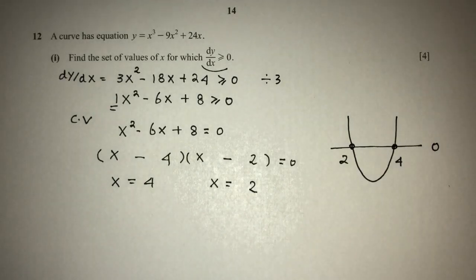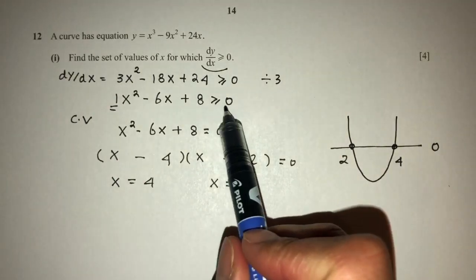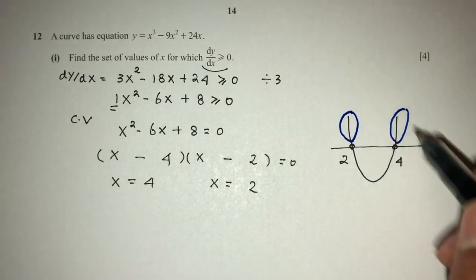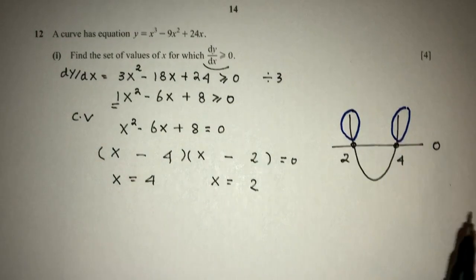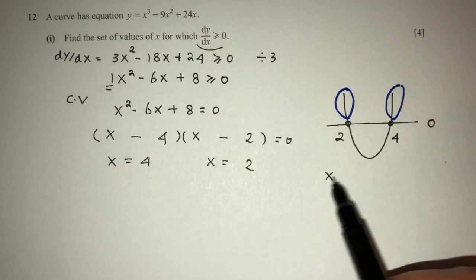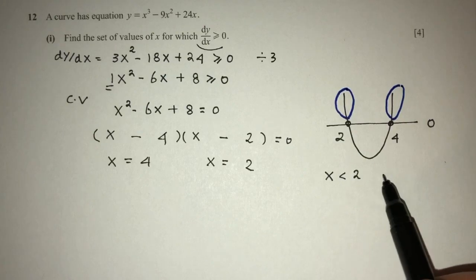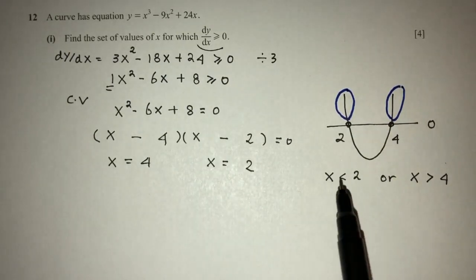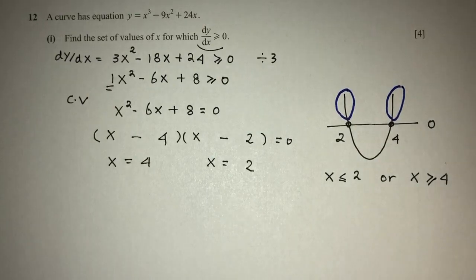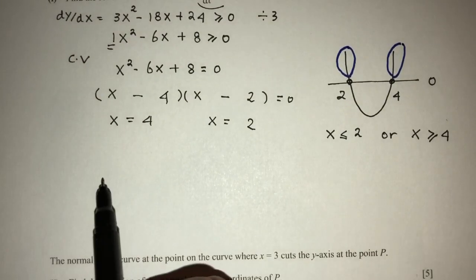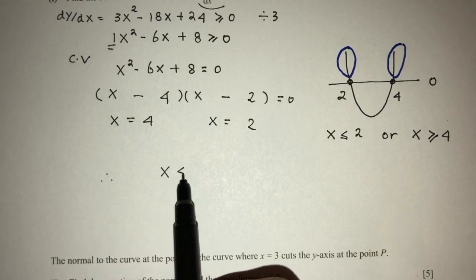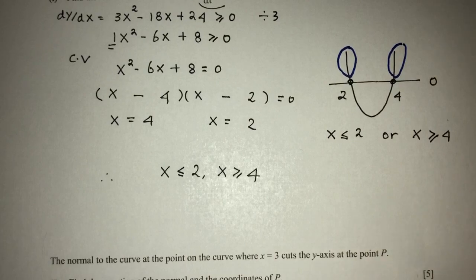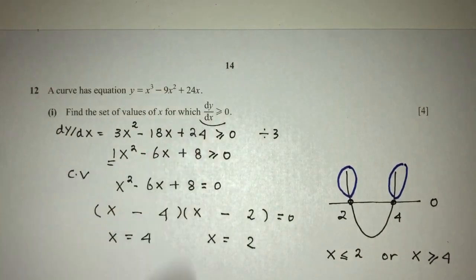Now we want the values of x such that it is more than 0, so we only need more than 0, above 0, right? And that is only defined for x less than 2 or x has to be more than 4. Because we have equal here, we write equal and equal as well. Okay, so basically this is your answer for the set of values of x for which this is true.